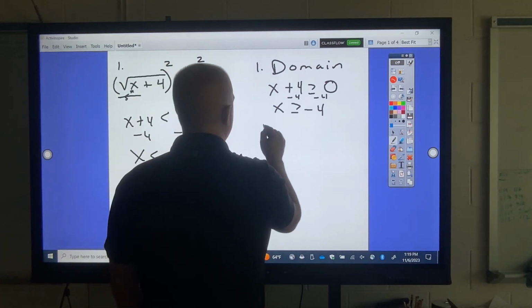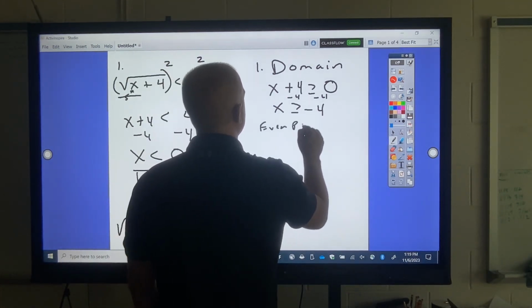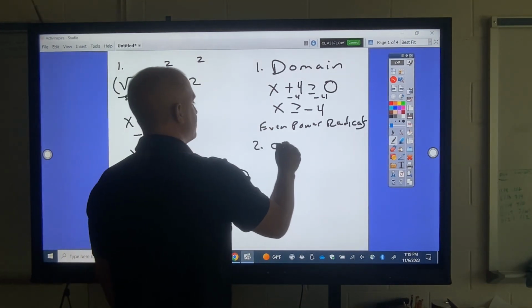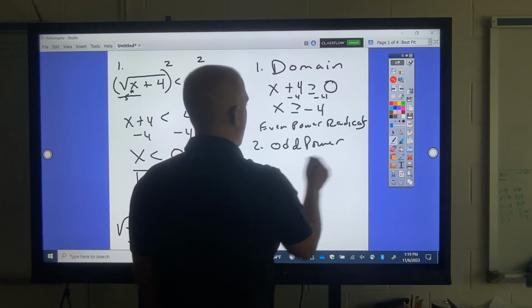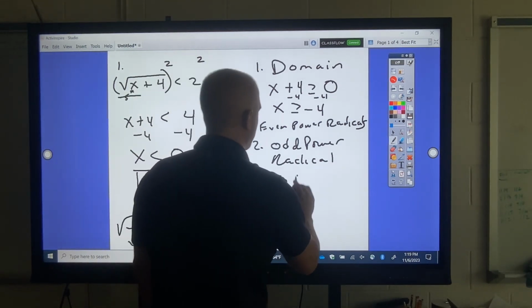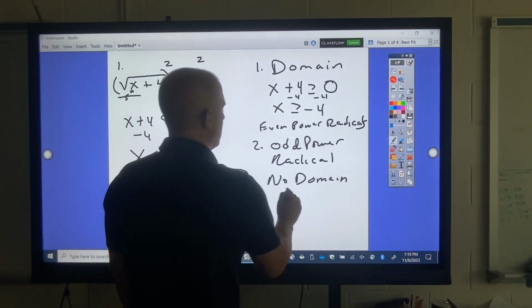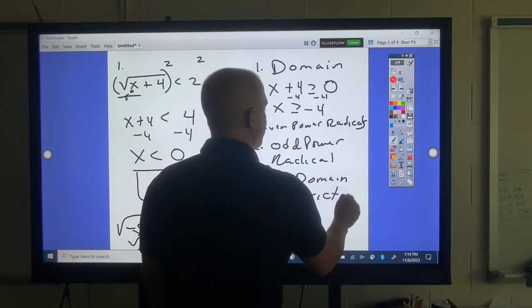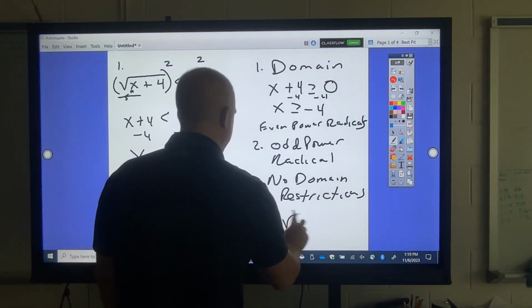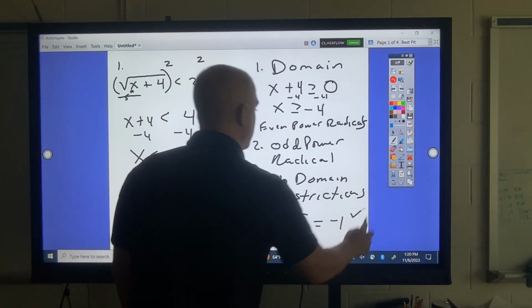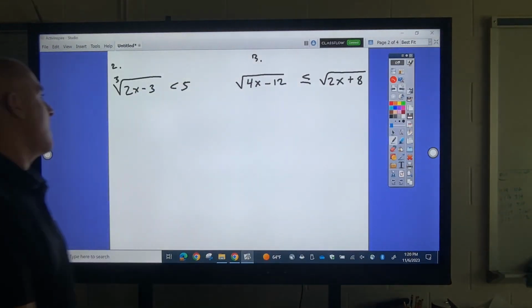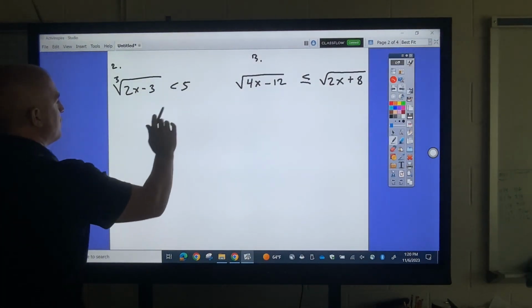Now this is for even power radicals. For your odd power radicals, you don't have the domain restrictions. Why? Because with an odd power radical, you can have a negative cube root. You could have the cube root of -1 equal -1, and that's okay. We can have that. So on this one, I don't have the domain restriction.